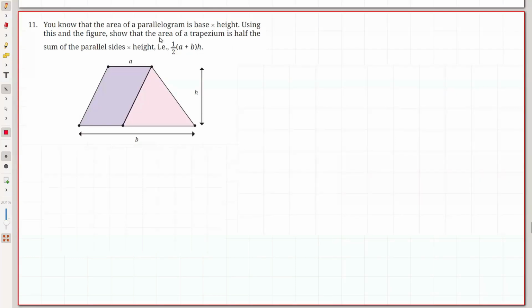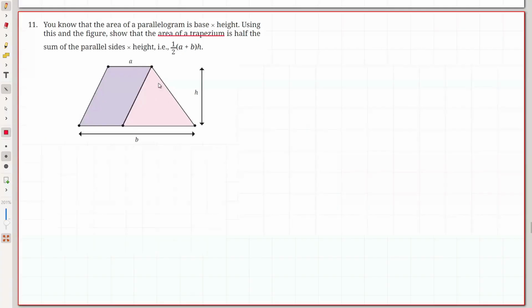We know the formula: area of a trapezium is 1/2 (a plus b) into h, or 1/2 h into (a plus b). So we just learned the formula, and we have to prove it based on this diagram. Okay, so now here is the main diagram.